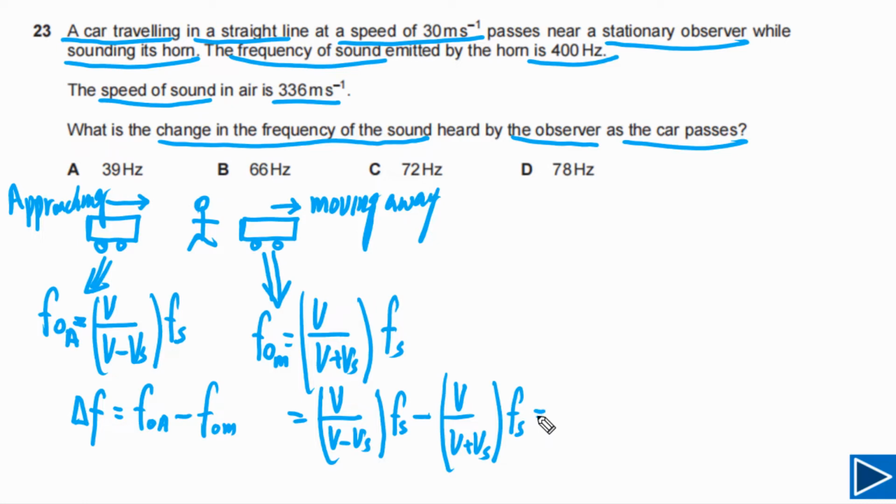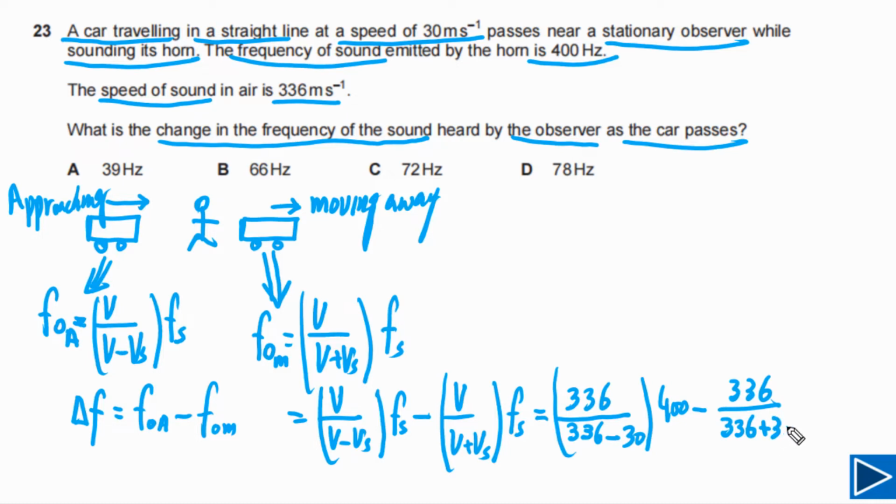Now simply we need to plug in values. Speed of wave is given. This is 336 divided by 336 minus speed of the source 30 meters per second. Frequency of source is given 400. And now we need to plug in values for speed of wave again when the source is moving away, and speed of wave in the medium means speed of sound plus speed of source, that is 30 meters per second. And this one we have to multiply with frequency of the source, and frequency of the source is 400.